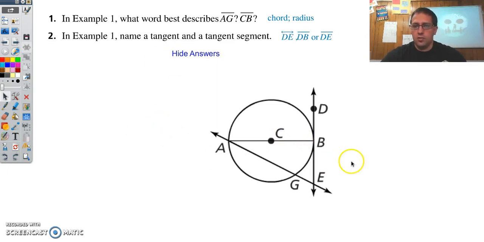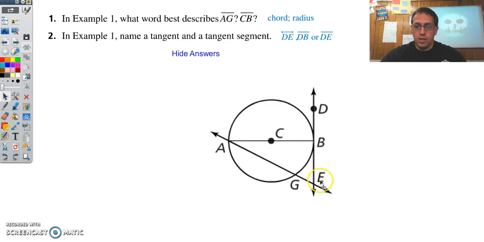And tangents, there's several tangents. Well, there's only one tangent, which would be line DE. You could have called it line DB. You could have called it ray EB, ray ED, any of those. A tangent segment, same thing, it's just instead of having arrows on the end, you have segments.